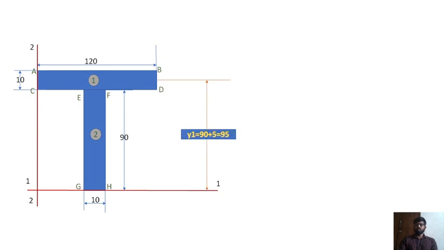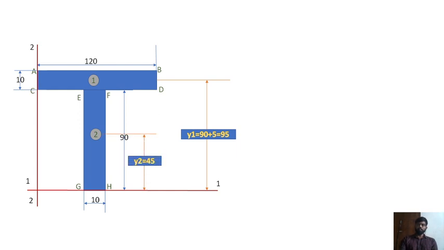Now we'll find the center of gravity of each rectangle with reference lines. The first is the center of gravity of rectangle 1 with reference 1-1. The y1 is equal to 90 plus 5 is equal to 95. The first rectangle's depth is 10, and from the formula we already discussed before, the centroidal distance of a rectangle is equal to d by 2, that is 10 by 2, that is equal to 5. The total distance from the reference 1, y1, is equal to 90 plus 5 is equal to 95.